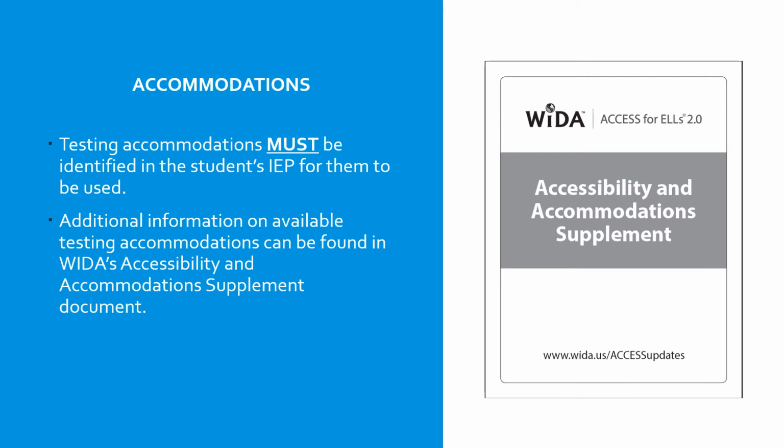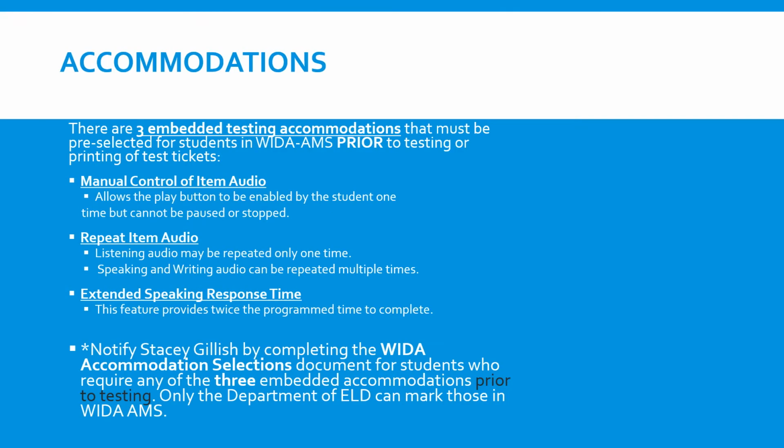Testing accommodations must be identified in a student's IEP for use on the Access test. Additional information on available testing accommodations can be found in WIDA's Accessibility and Accommodations Supplement document. It is worth noting that WIDA may have some accommodations that are permissible. However, the state of Nevada may not allow those accommodations.